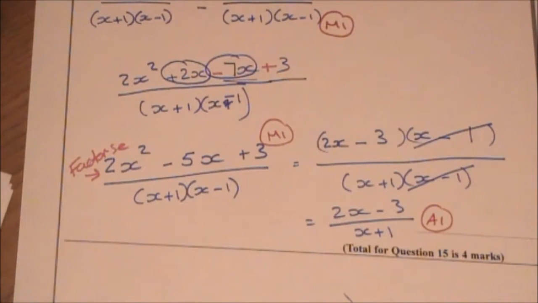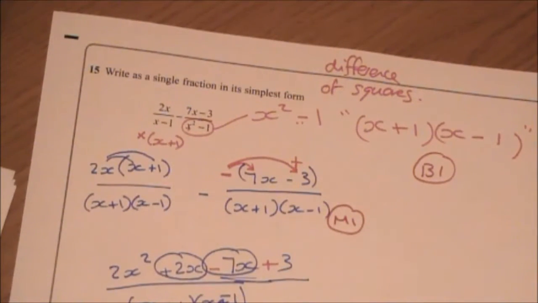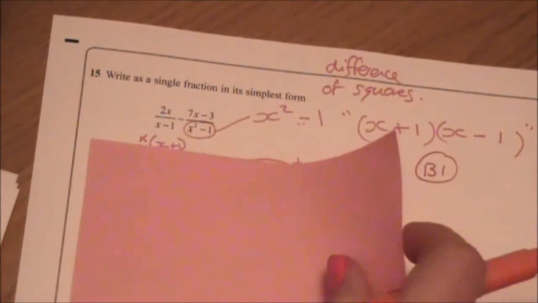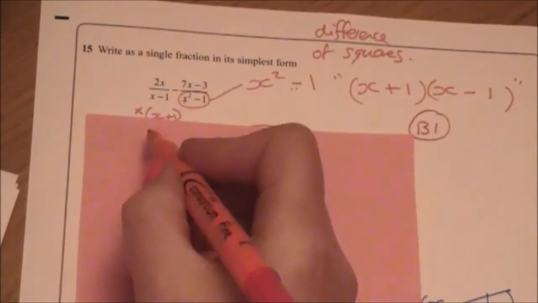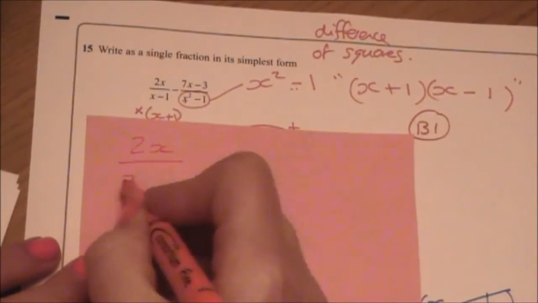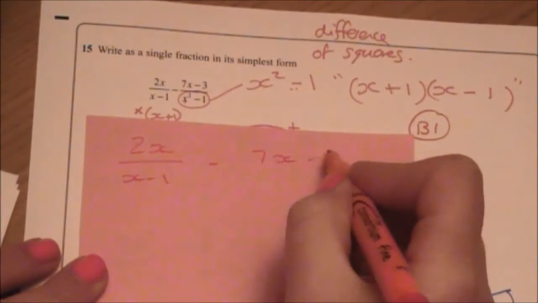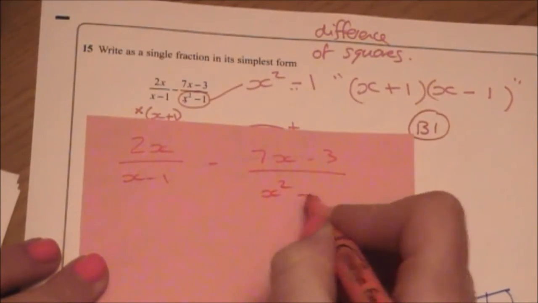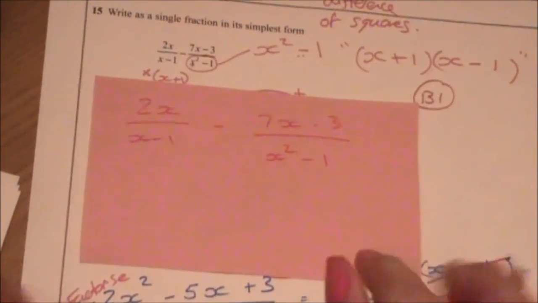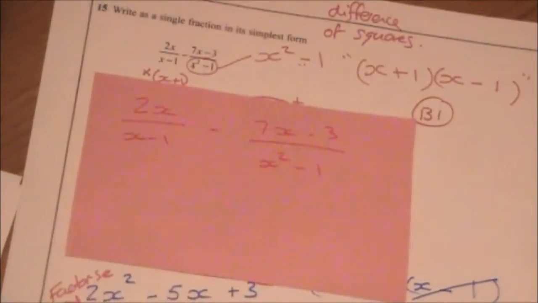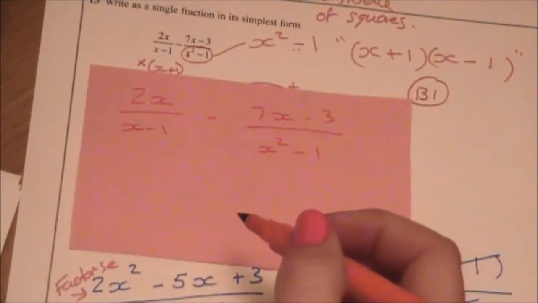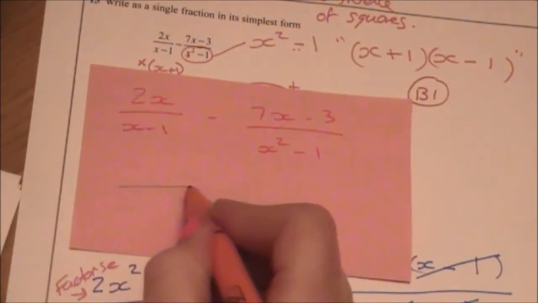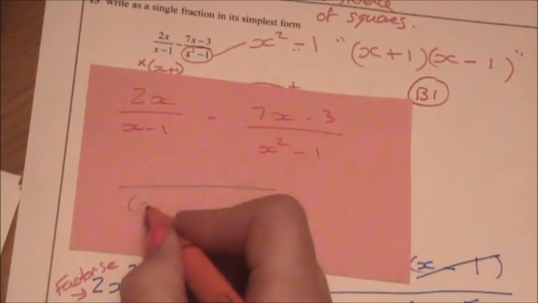And as promised, I said never skip this question because there's always something you can do to pick up a mark. So if you see this in an exam and you're starting to panic because it's the end of a paper, don't worry. Just look at the fractions, rewrite them out. In this case, 2x over x minus 1 minus 7x minus 3 over x squared minus 1. And always think, if I want the denominators to be the same, I need to multiply them together.